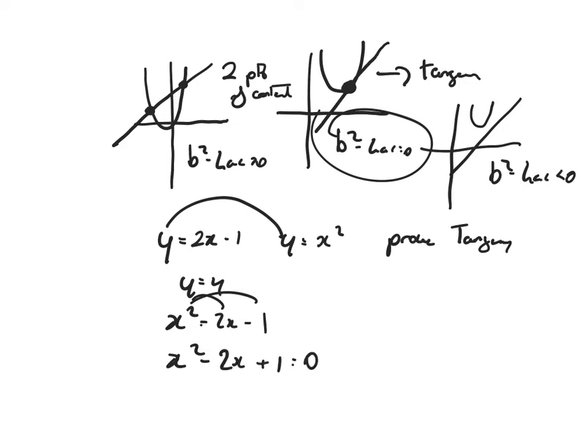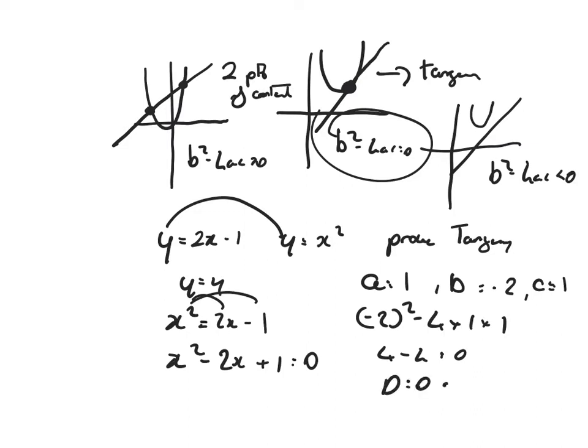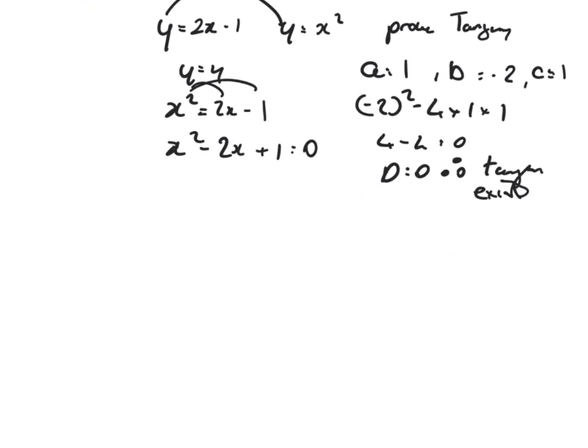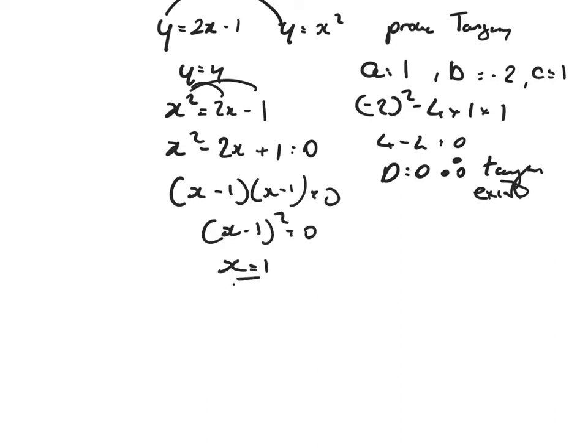Bring that across to make it equal to 0, so x squared minus 2x plus 1 is equal to 0. a is equal to 1, b is equal to minus 2, and c is equal to 1. So that will be minus 2 squared minus 4 times 1 times 1. That will be 4 minus 4 is equal to 0, so D equals 0, therefore tangency exists. Now, if the question then asks me to find where tangency exists, I can also do that by factorisation. Two numbers that multiply to give 1 and add together to give minus 2 are minus 1 and minus 1. So that will give me a point of contact x equals 1.